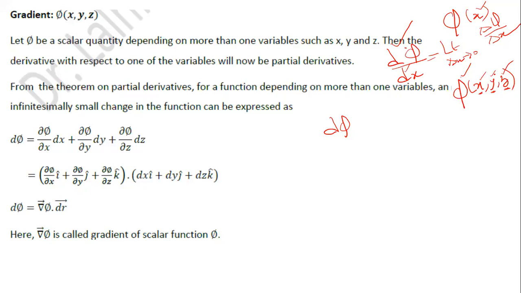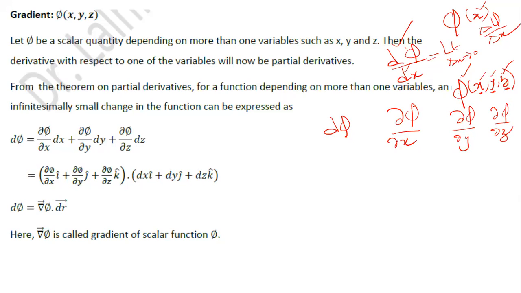Such a measure of how phi changes with x is called the partial derivative of phi with respect to x. All right. A measure of how quickly phi changes with y is called the partial derivative of phi with respect to y, and partial derivative of phi with respect to z. So I hope you understand what we mean by partial derivative here, because phi now has dependencies on more than one variable.